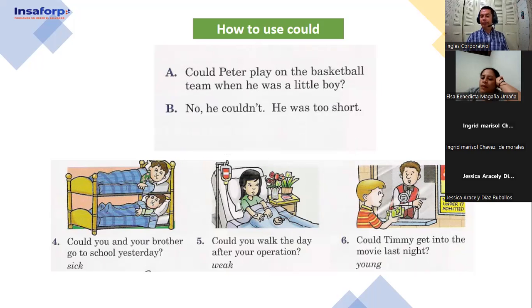Number six. Could Timmy get into the movie last night? No, he couldn't. He was too young. Too young. He was too young. Repeat, too young. He was too young. Demasiado joven, right? Too young to die. Demasiado joven para morir. Okay, thank you. Group number one. Congratulations, group number one. Okay, group number two, please. Are you ready, boys and girls?